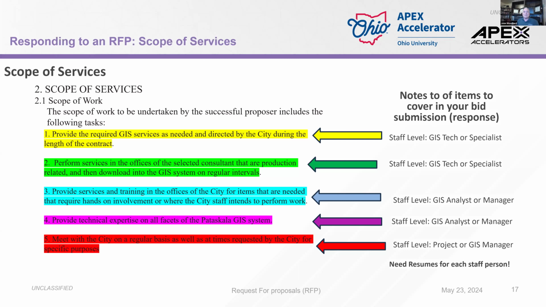Provide technical expertise. Well, expertise takes me up to the next level, GIS analyst or manager. Again, because they've been in the field for a while and they should have the technical knowledge to support the city. And then meet with the city on a regular basis, as well as at times requested by the city. That's going to be the project manager or the GIS manager who's doubling as a project manager. So I just fulfill my staff position. Then note at the bottom, I'm going to need resumes for each position, each key personnel. And that's how you break down what you start building as your team.